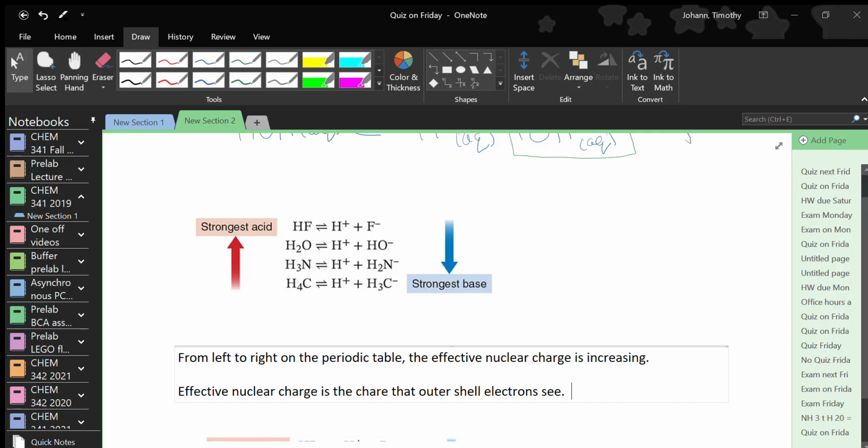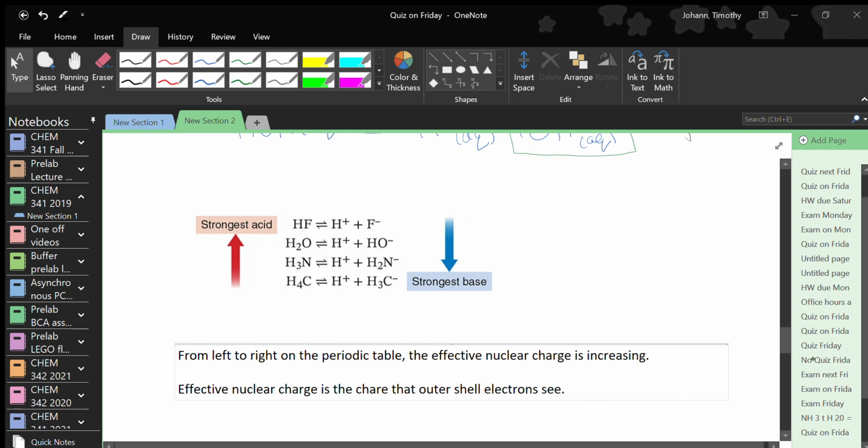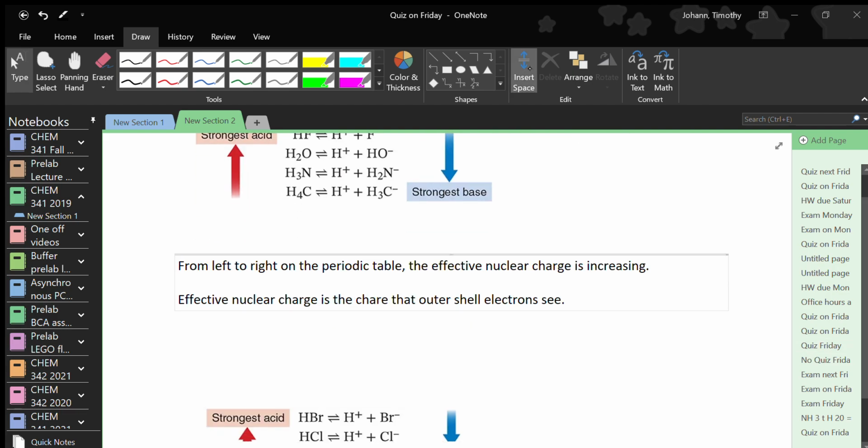For our examples up above, we're in the upper row, so the inner shell is different, but it's the same idea. 1, 2, 3, 4 for carbon, 5 for nitrogen, 6 for oxygen, 7 for fluorine. So as the effective nuclear charge goes up, those atoms are going to pull electrons. They're not going to want to share as much. They're going to pull electrons away from the attached hydrogens.